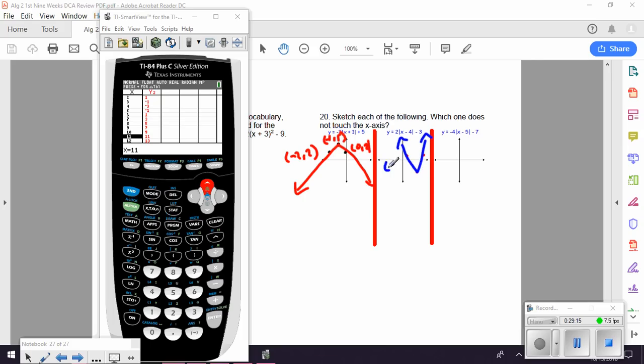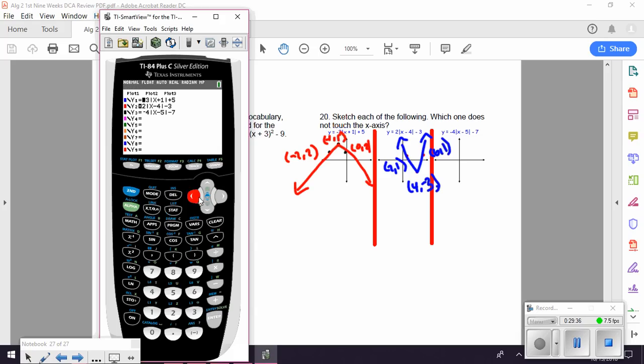So again, those points were 2, 1, 4, -3, and 6, 1. And that's the reason I only want to do one graph at a time, so that this table is a little easier to interpret. So now I'm going to turn off y2 and turn on y3. Graph it.